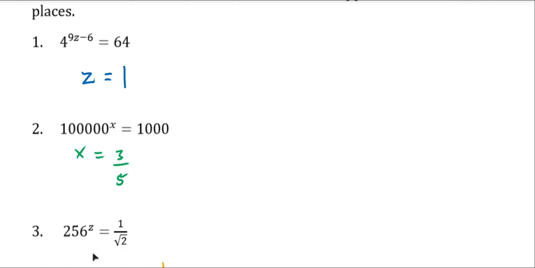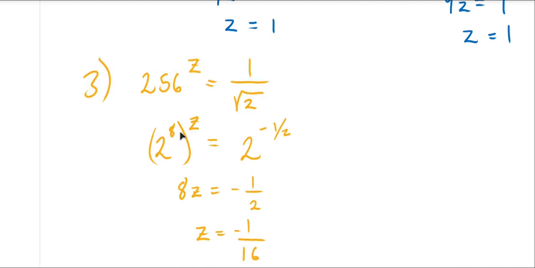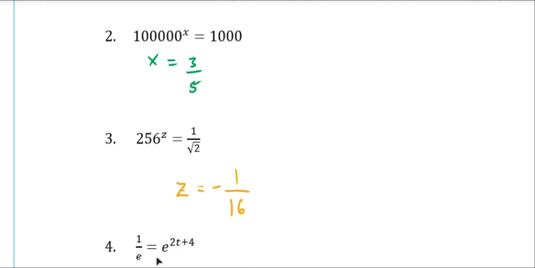Number 3 gives us another one where we might be able to tell that these are both powers of 2. 256 is 2 to the 8th power, and 1 over the square root of 2 is 2 to the negative 1/2 power. It's a negative because it's in the denominator, and it's a 1/2 because the index of this radical is a 2. Now setting these two exponents equal to each other, we can get z is equal to negative 1/16.